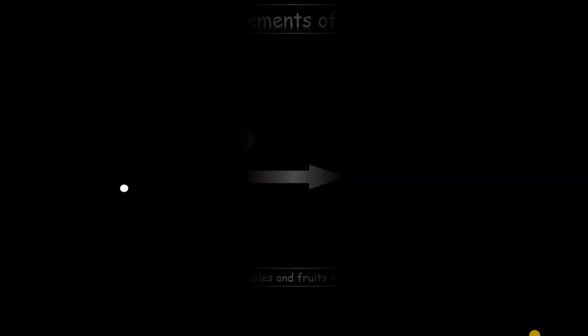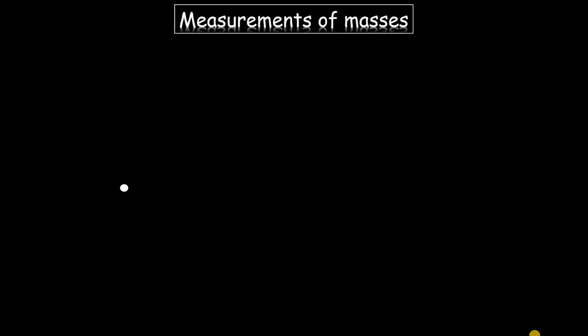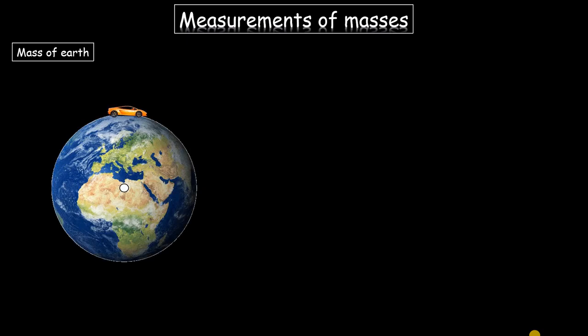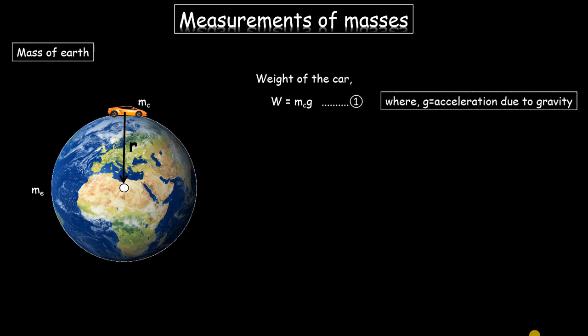Large masses in the universe like Earth, based on Newton's law of gravitation, can be measured by using the gravitational method. To understand how we can measure large masses, imagine a car on the surface of Earth at a distance r from the center of Earth. We know that the weight of the car is equal to m into g. Consider that as equation number 1, where g is the acceleration due to gravity. Equation 1 tells how much force is needed by the earth to pull the car down.